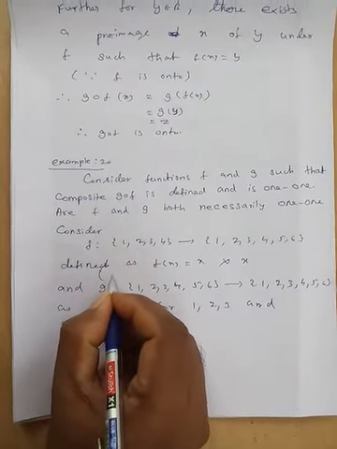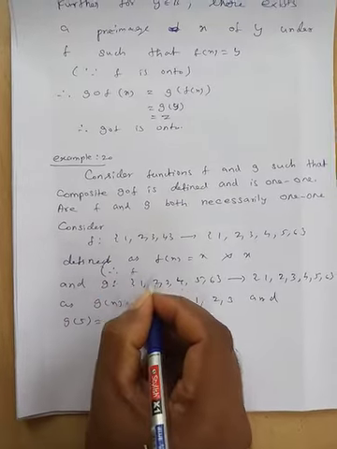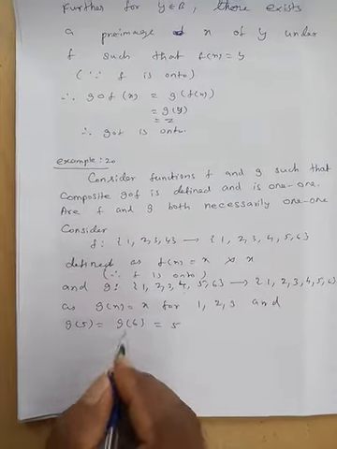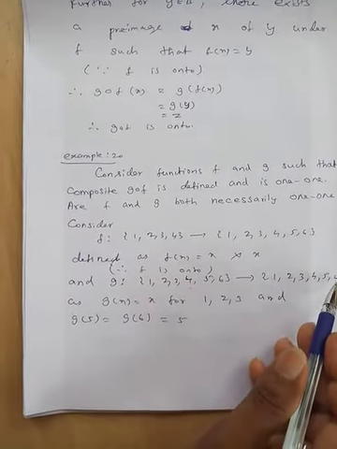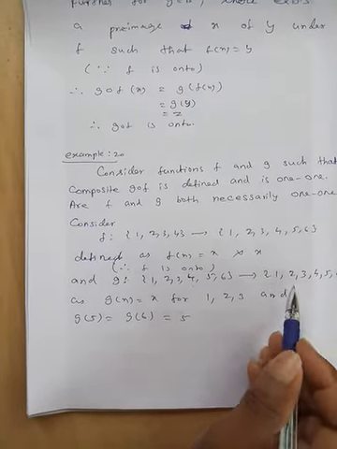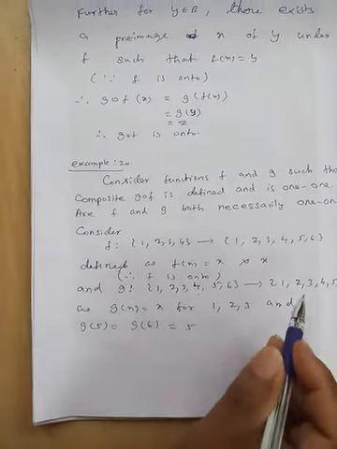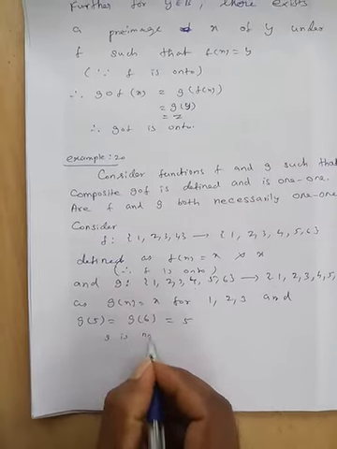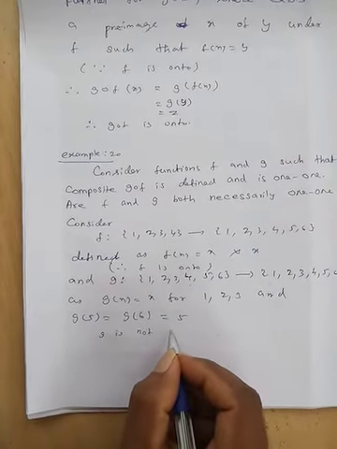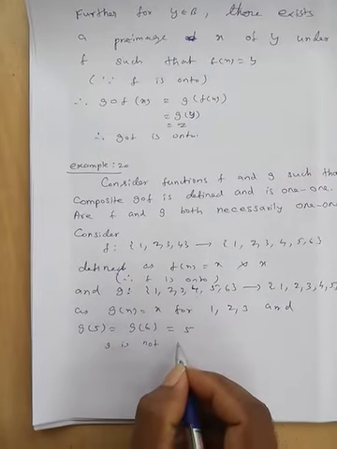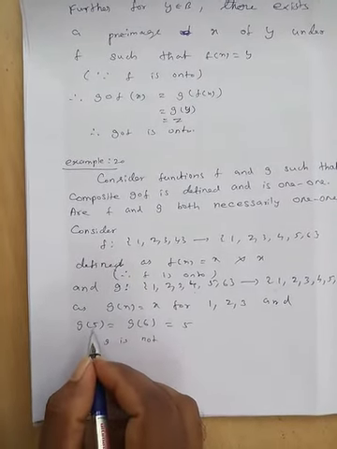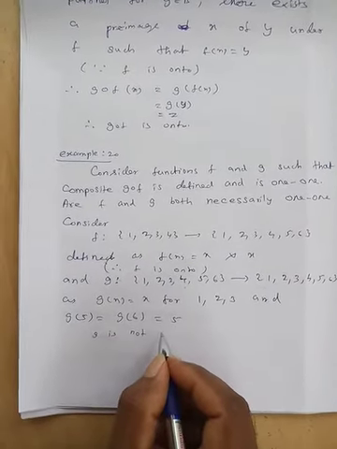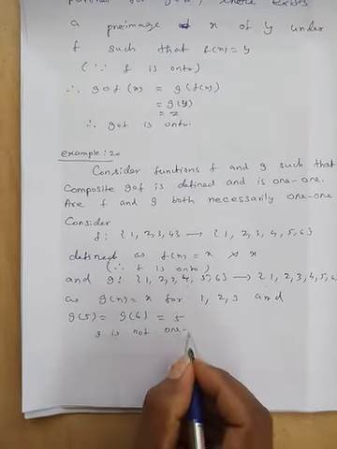Here f is defined for all values of x, but in the codomain, 6 has no preimage, so it is clearly not onto. And g is not a one-to-one function, because two elements, 5 and 6, have the same image 5, so g is not a one-to-one function.